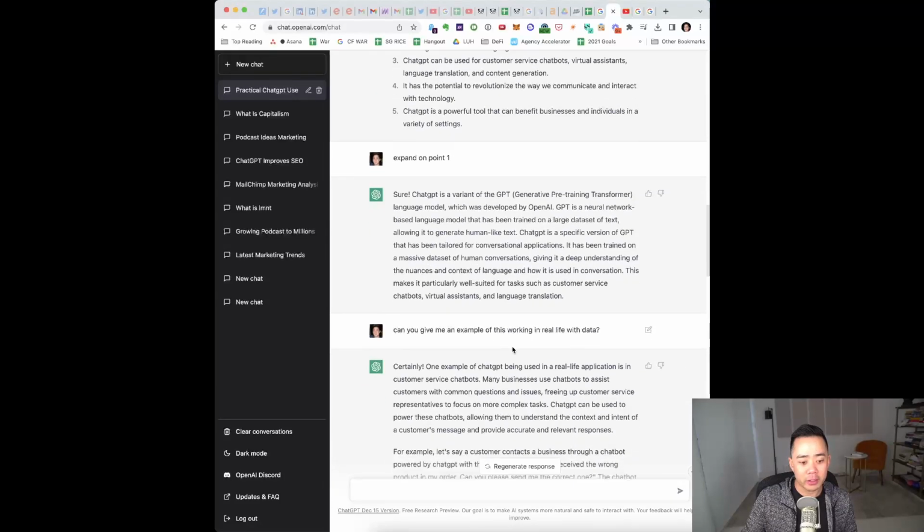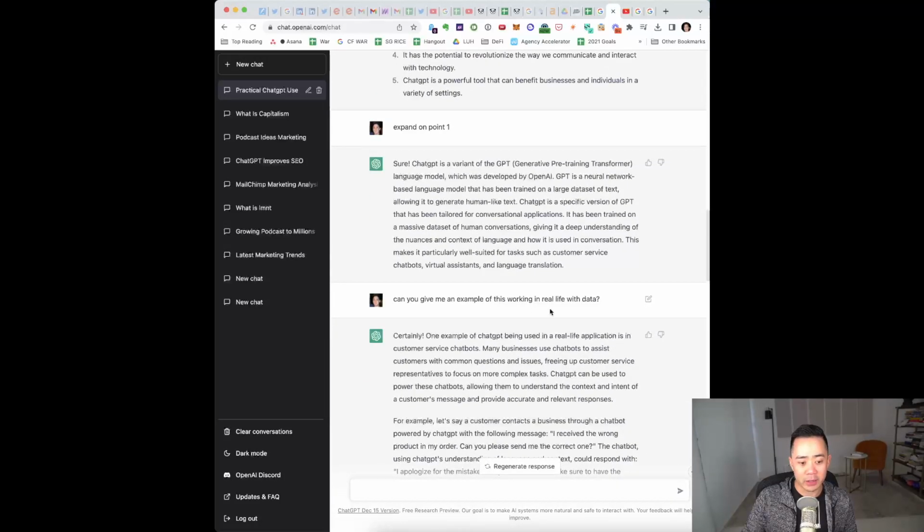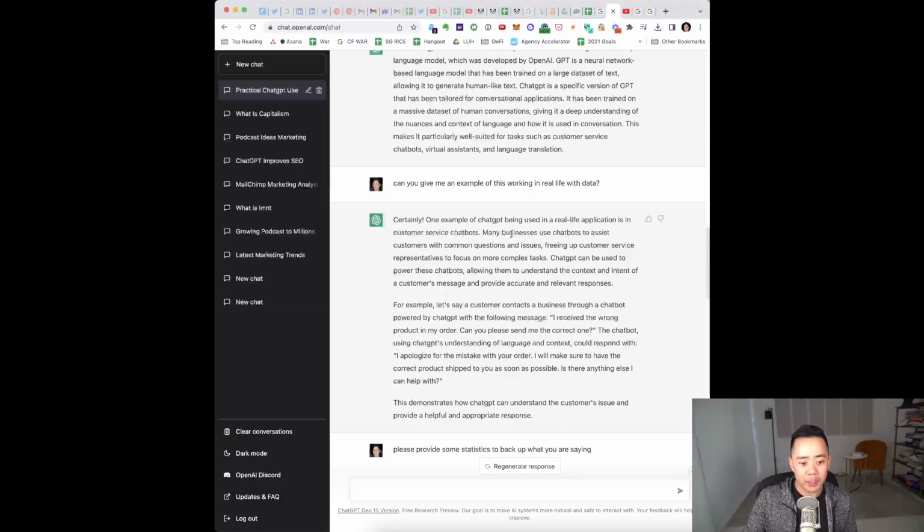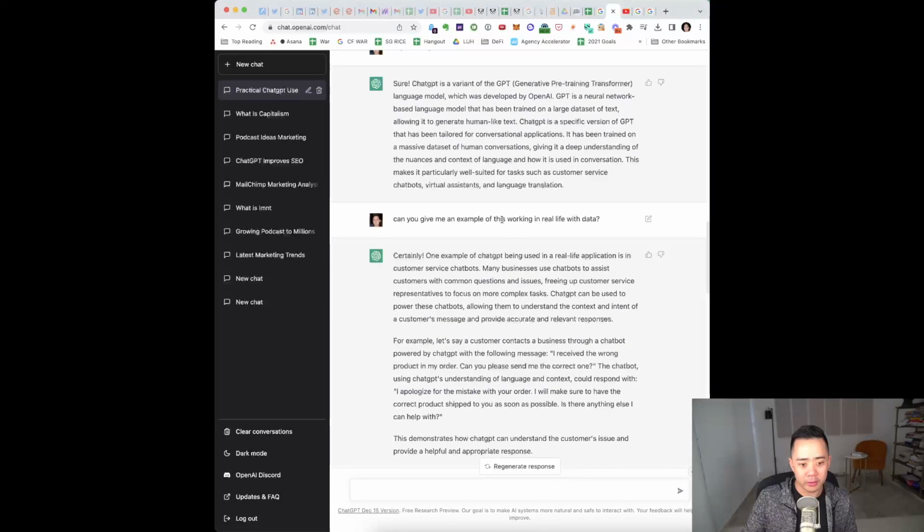And then I'll say okay, can you give me an example of this working in real life with data? So it kind of misses my point on example. It answers this point on give me an example of this working in real life, but the data point is missing, right? And maybe it didn't understand me correctly.